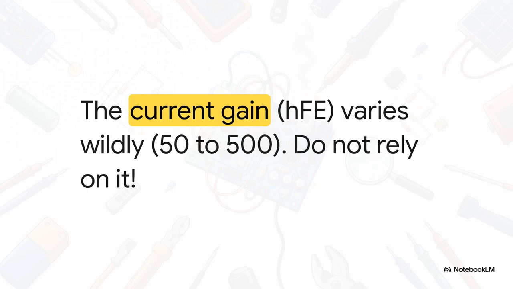Now, before you run off and start designing with transistors, here is a highly specific, super practical engineering tip straight from our source. The text explicitly warns that the current gain of a bipolar transistor, which engineers refer to as HFE, is incredibly unpredictable. We're talking wildly variable anywhere from 50 to 500 even within the exact same component family. Plus, it fluctuates based on ambient temperature and collector current. So the absolute crucial takeaway here, never build circuits that rely on highly specific HFE values to function, because I promise you your real-world circuit will almost certainly fail.